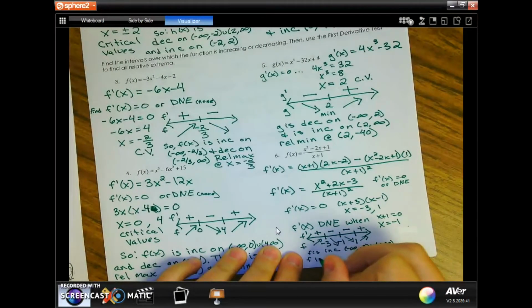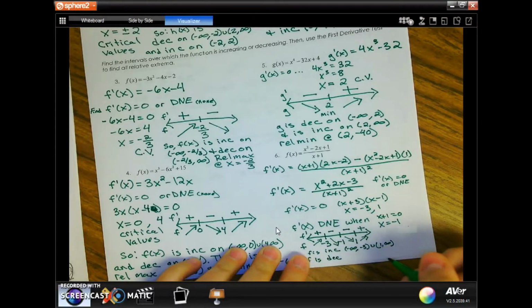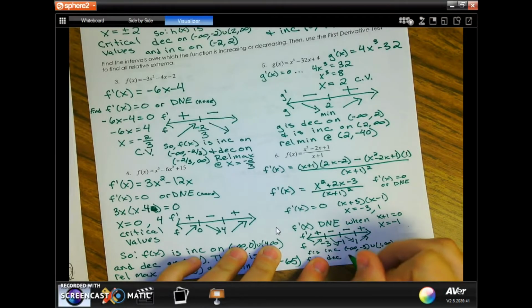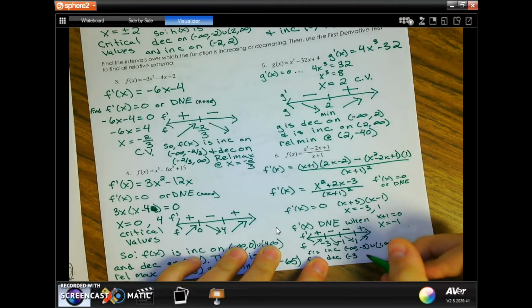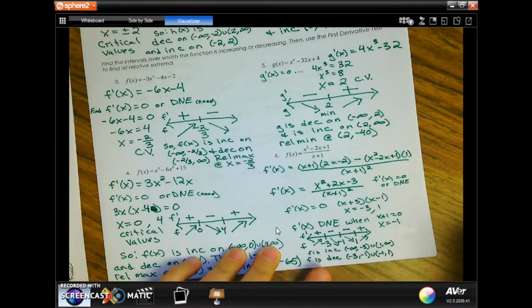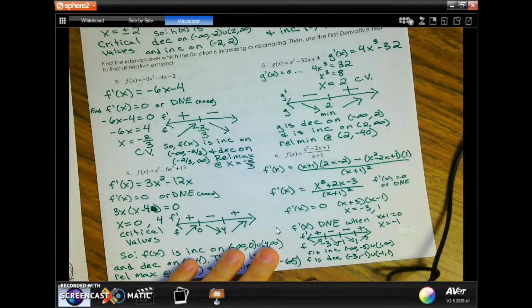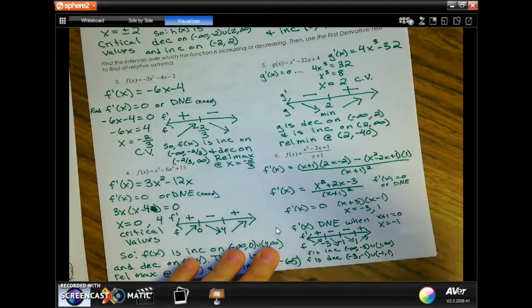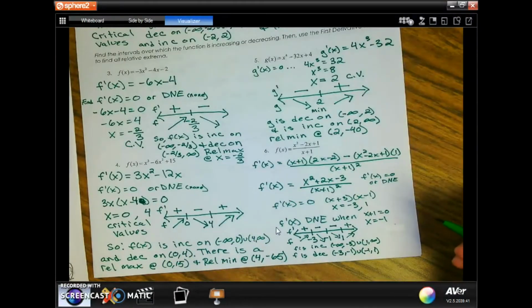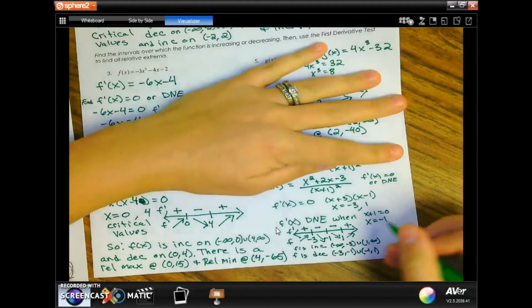And I could say f is decreasing, sorry, got to squeeze it in there, from -3 to -1, union -1 to 1. Notice that I can't just write that all together. I've got to have that union there. And I can also conclude that there is a relative max. So I'll just write that up here.